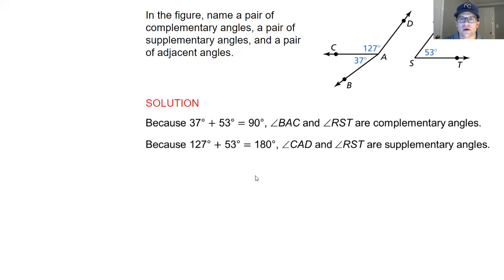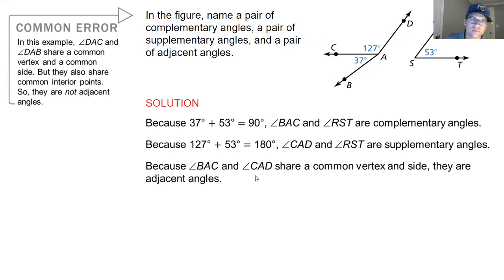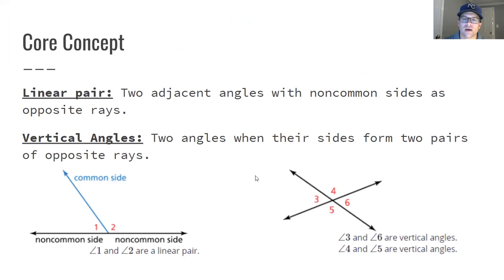And then the last part, the pair of adjacent angles, the ones that share the same vertex and the same side, they are touching each other, they're right next to each other, are angles BAC and CAD, right there as the red and green. So notice how in this example, DAC and DAB do share a common vertex and a common side, and they do have common interior points, but they are not adjacent angles. We're going to get into adjacent angles more specifically right here.